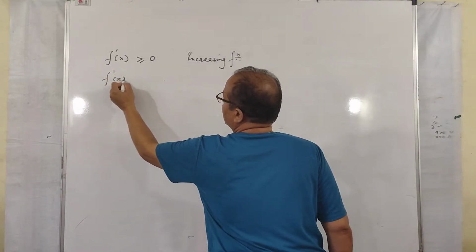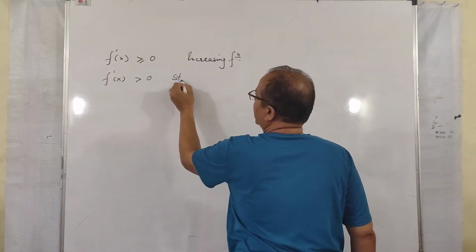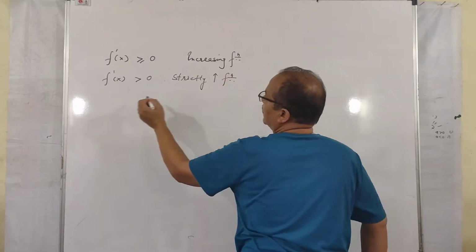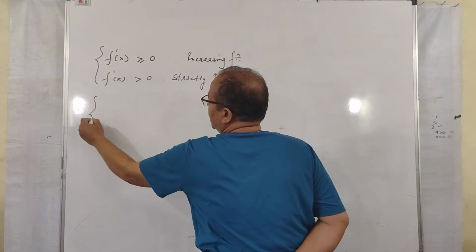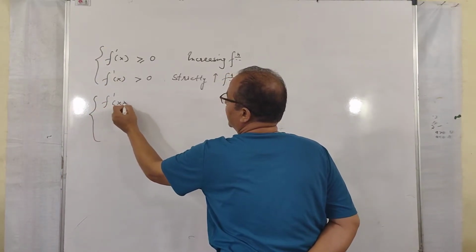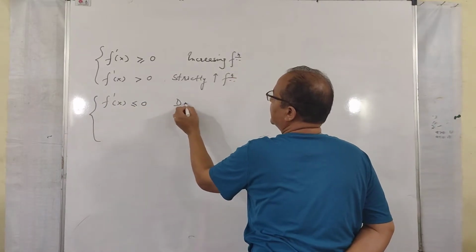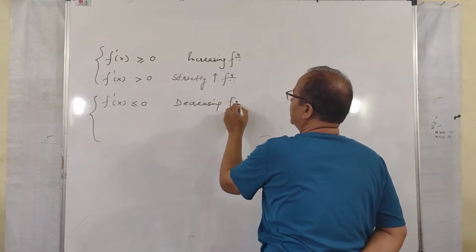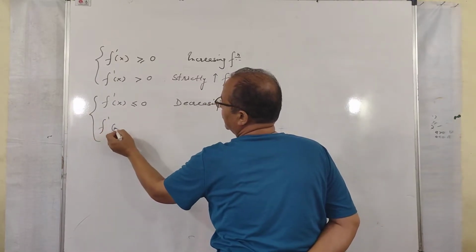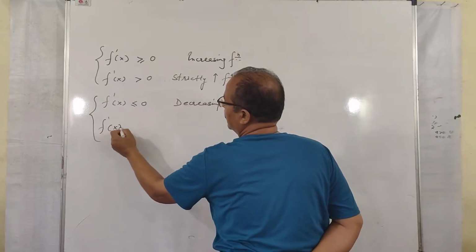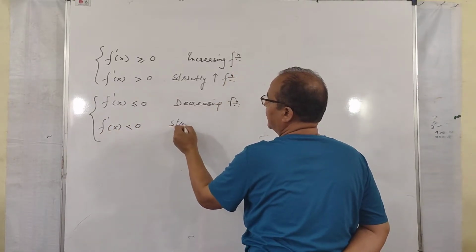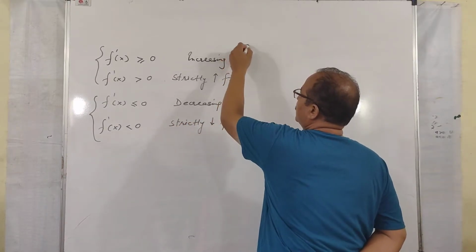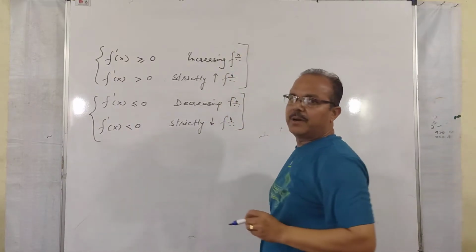Similarly, one more concept you must know. It is called strictly increasing function. So these are two things you must know. Then next, just reverse. When it is less than or equal to 0, it is decreasing function. When it is only less than 0, then it will be strictly decreasing function. So these two things you must remember always.